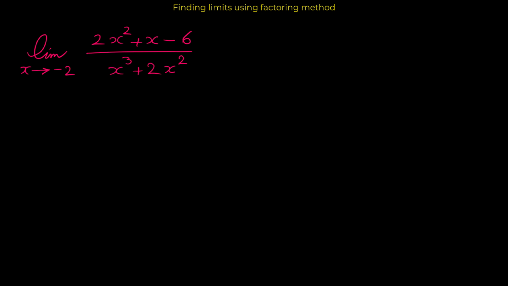Limit as x approaches negative 2 of (2x^2 + x - 6) over (x^3 + 2x^2). If we substitute negative 2, we have 2 times (negative 2)^2 plus negative 2 minus 6, over (negative 2)^3 plus 2 times (negative 2)^2. If you calculate, the expression on top is 0, and the denominator is also 0.